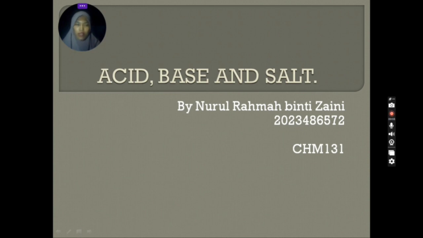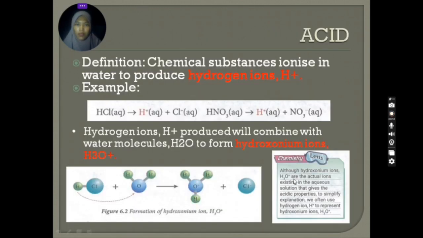Today I will be presenting about acid, base and salt, which is actually a topic from the Form 4 chemistry textbook. First of all, we will learn about acid. Acid is a chemical substance that can ionize in water to produce hydrogen ions. For example, hydrochloric acid. Hydrochloric acid dissolves in water and dissociates into two ions, which are hydrogen ion and chloride ion.